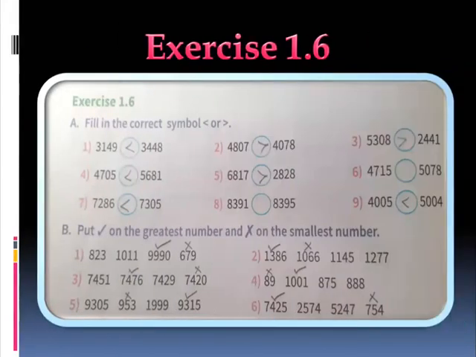Okay, next, the exercise. Exercise 1.6. Fill in the correct symbol. This one is the greater than symbol. This one is the less than symbol. See, first one, 3,149 dash 3,448. In these two numbers, which is the biggest number? See, both these numbers have 4 digits, right? 1 2 3 4, 1 2 3 4, and in the thousands place also 3 is there.